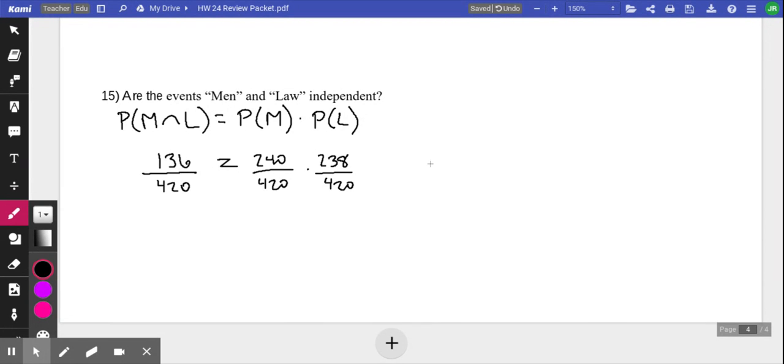So multiply those together, see if that gives you the same thing as 136 divided by 420. And it does, which means that this was satisfied, which means that yes, the two events are independent because the formula for independence has been met.